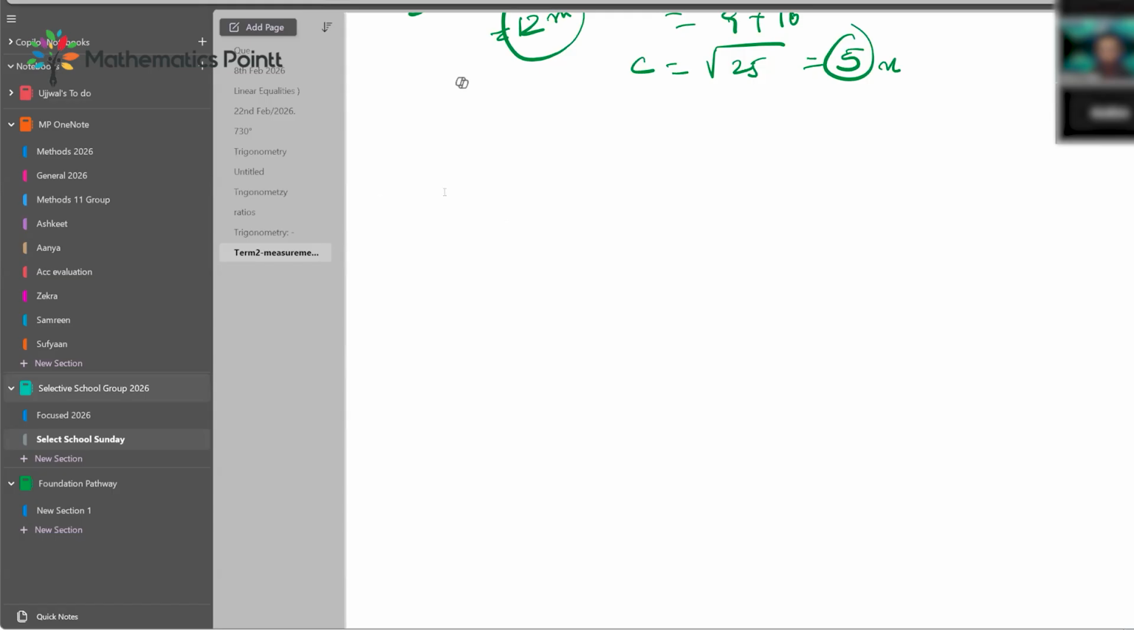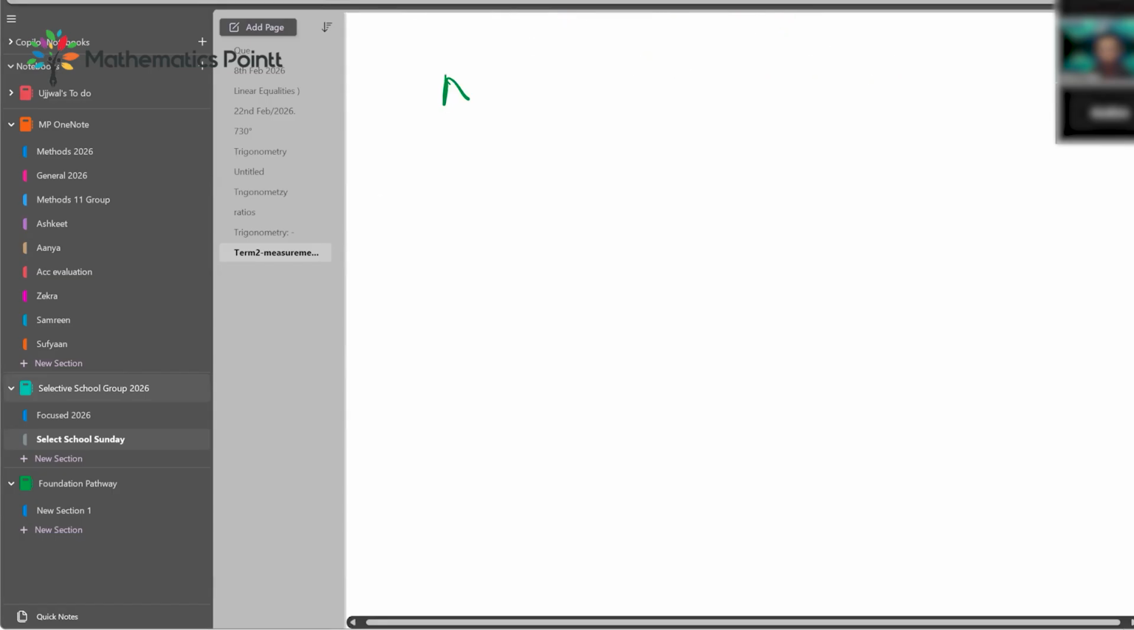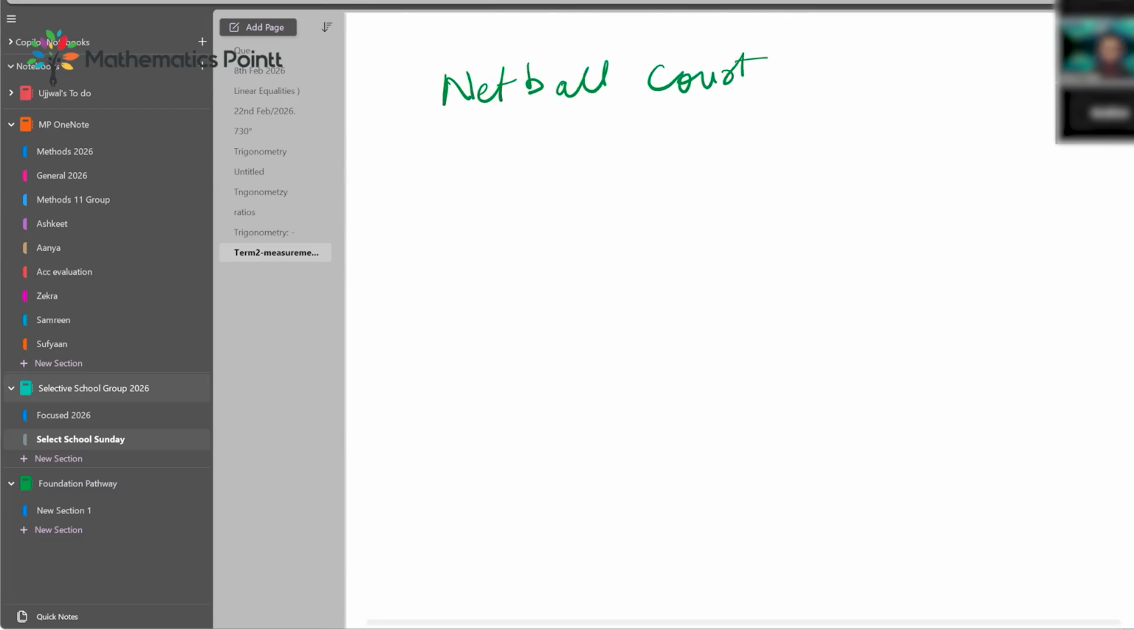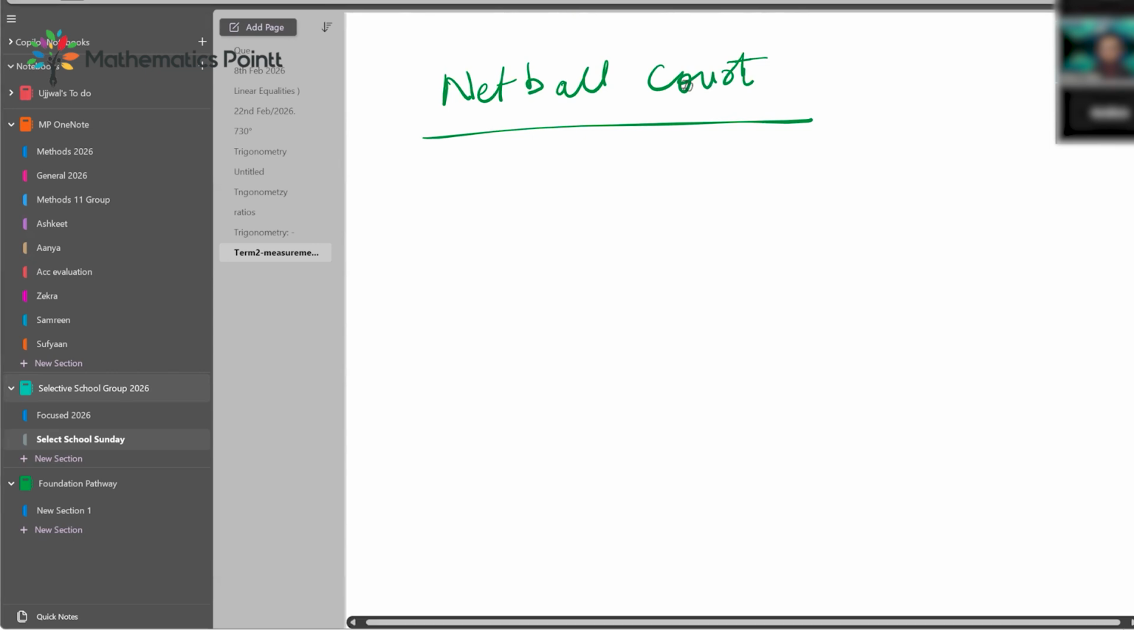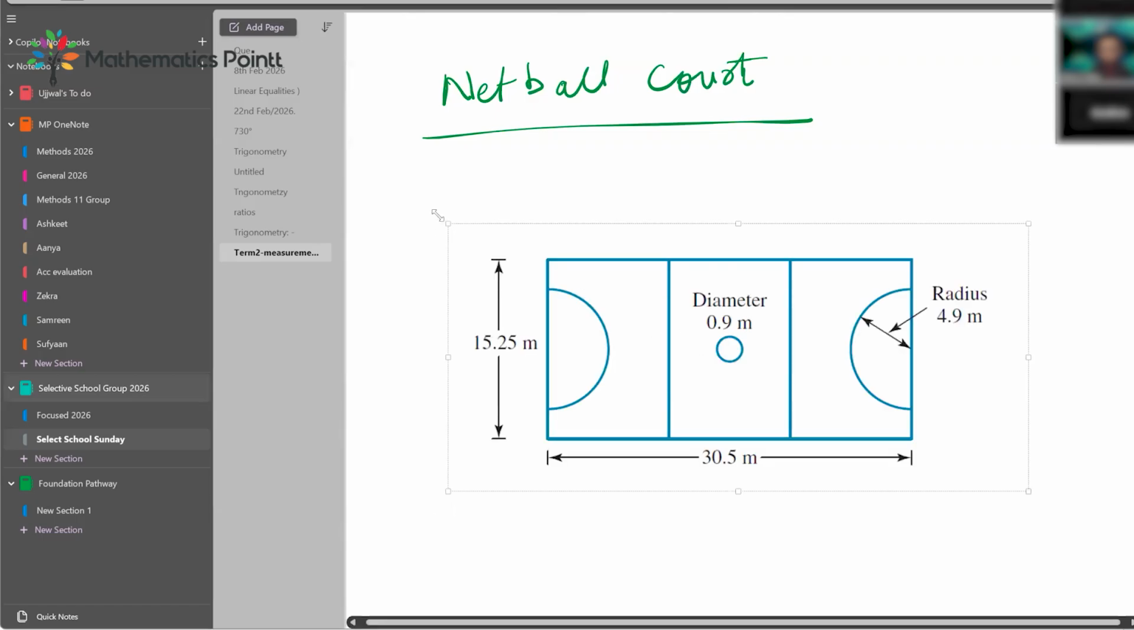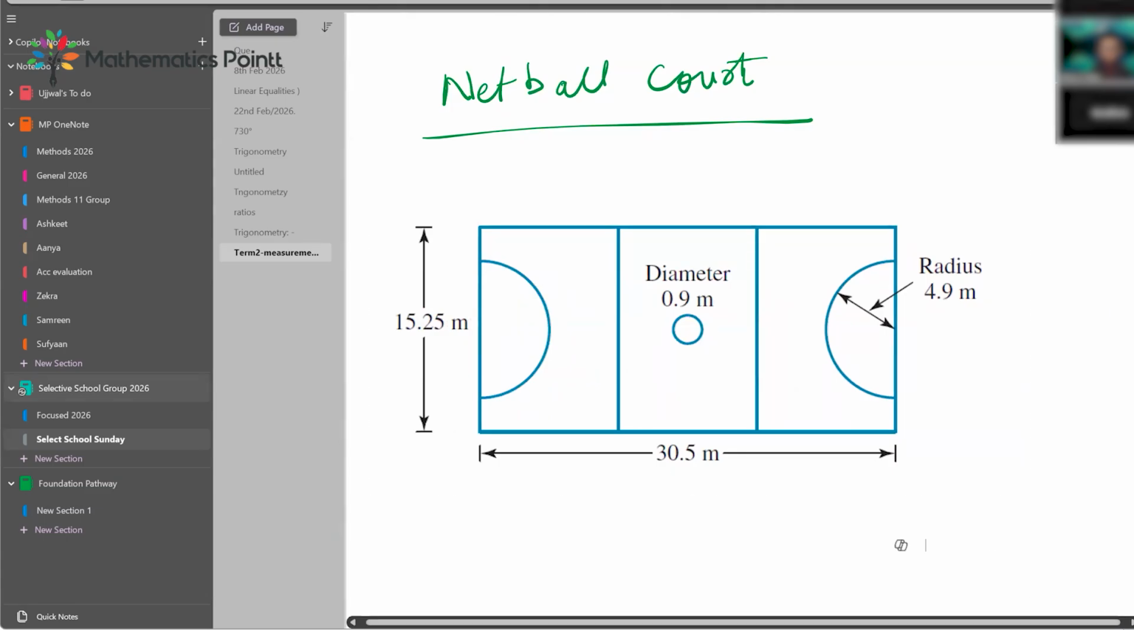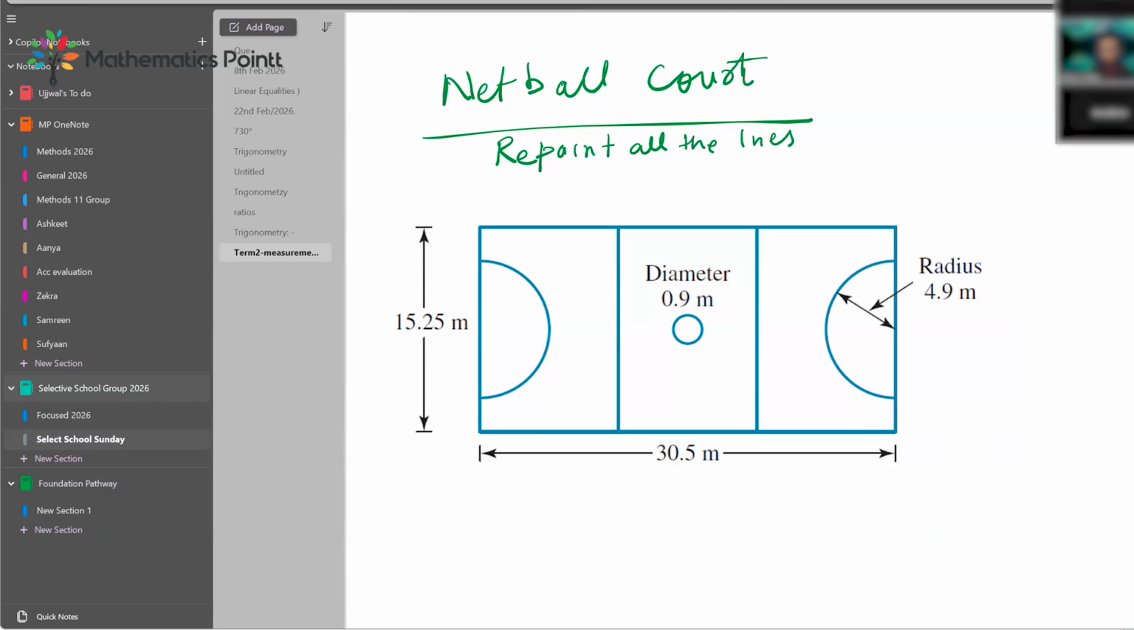So what I'm going to paste now here is a netball court. And this is how that netball court looks. Now, before you jump in, just listen, what are we trying to achieve here? Yes, it might make you laugh. I want to repaint all the lines of this netball court. And all measurements are given to you.